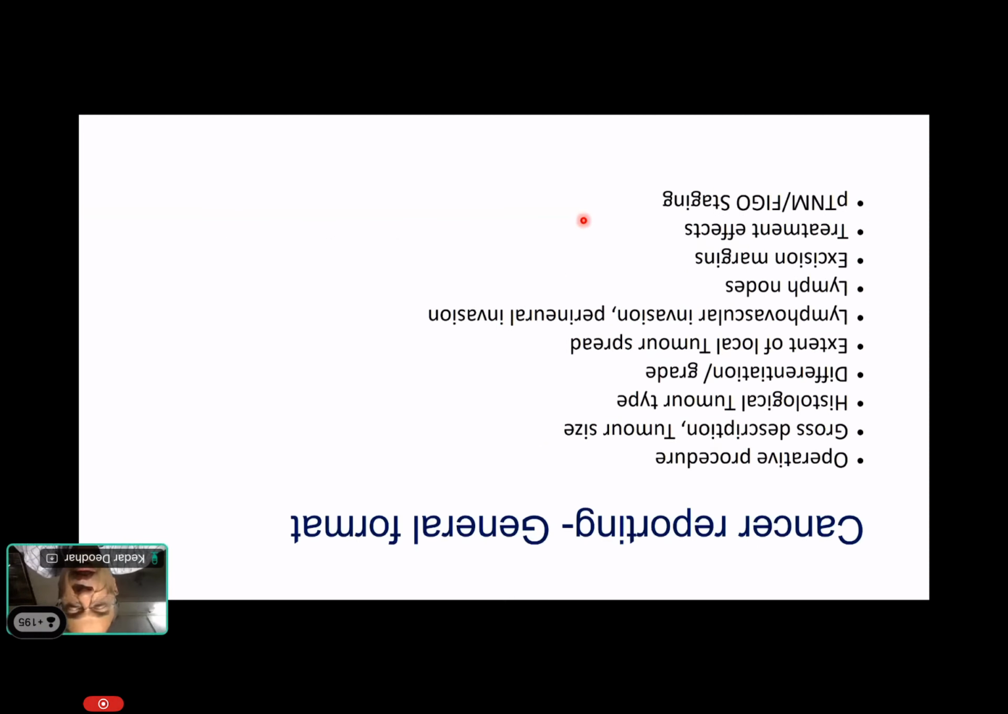So in a general pro forma cancer reporting, we look at what is the operative procedure, the gross description, tumor size, histological tumor type, differentiation or the grade of the tumor, extent of the local tumor spread. By that we mean T stage, LVI, lymphovascular invasion, peritoneal invasion, lymph nodes, as many nodes as possible, how many are metastatic and how many are reactive, margins, treatment effect in a specimen where the patient has received preoperative chemotherapy, radiation therapy, and of course the staging.